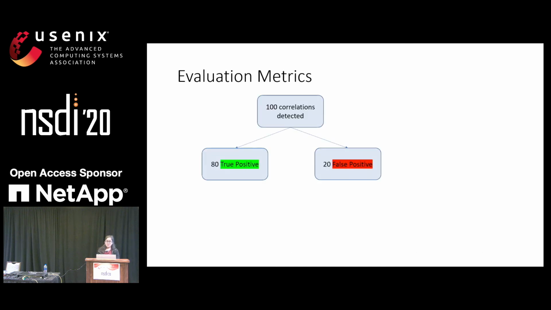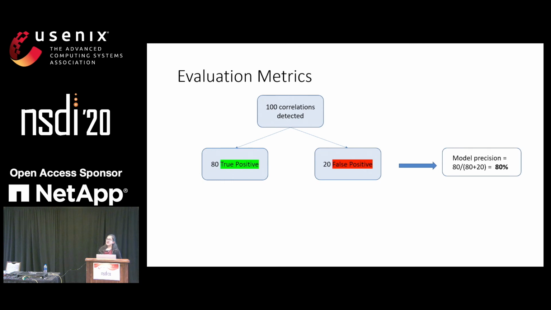So let's talk about the evaluation metrics for a recommendation system like Rex. For a given test set, let's say Rex detects 100 correlations. Out of these 100 correlations, 80 are true positives and 20 are false positives. So in this case, the model precision would be 80 by 100, which is 80%.